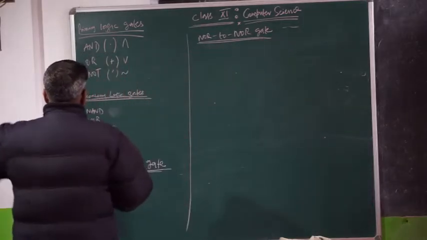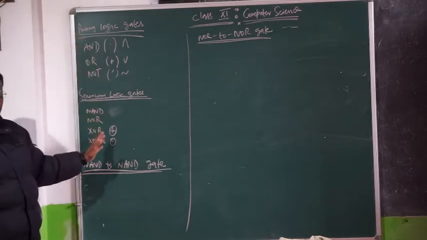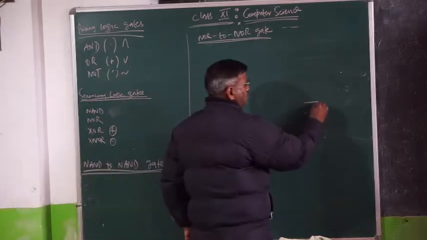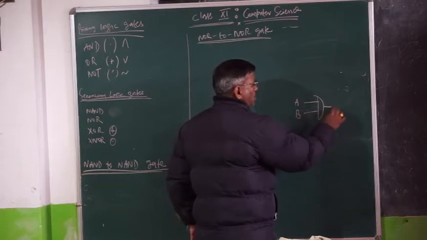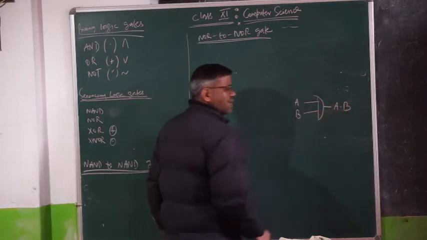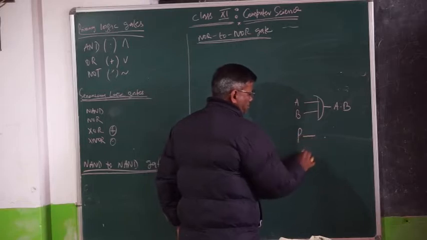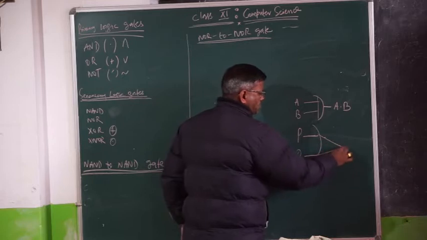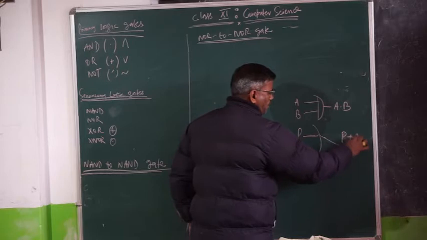In the previous classes, we have done the primary gates and the secondary gates. What are the primary gates? Primary gates are, this is the AND gate. This is A, this is B. The output of this, when it goes through this, is A dot B. This is called the AND gate. Here is P, this is Q. When it goes through this gate, it is called the OR gate. P and Q.